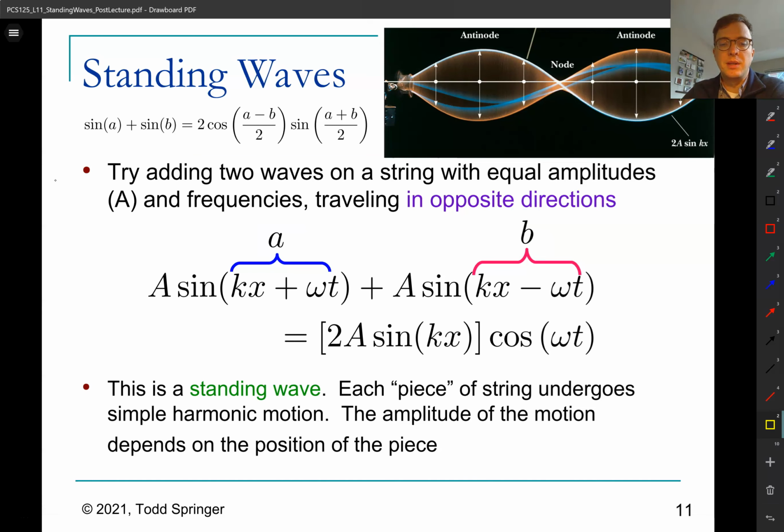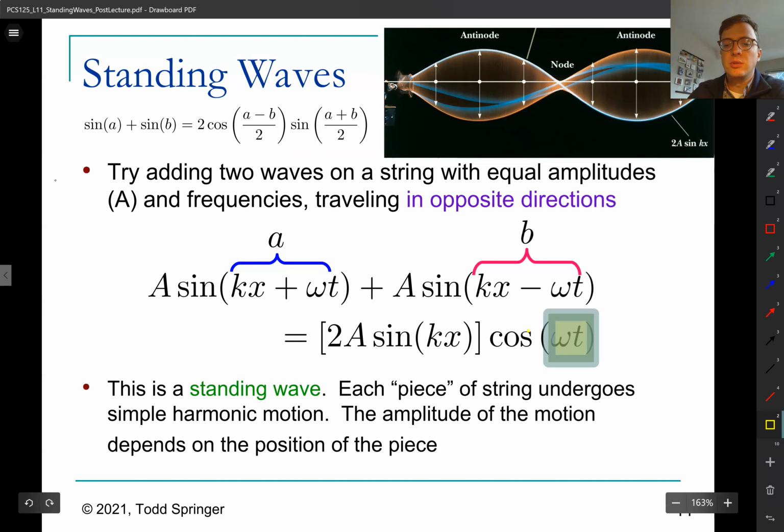So what is A plus B? That's kx plus omega t plus kx minus omega t. So A plus B over 2 is going to be 2kx over 2, and so the thing inside of the sine will be kx. What is A minus B over 2? A minus B is going to be kx plus omega t minus kx minus another omega t. So it's going to be 2 omega t divided by 2.